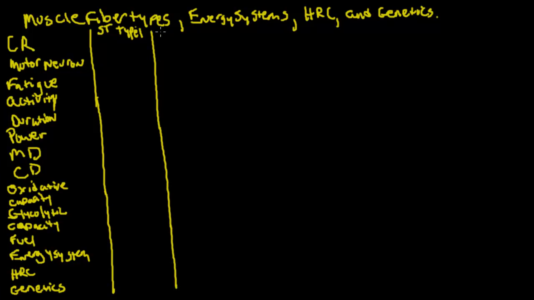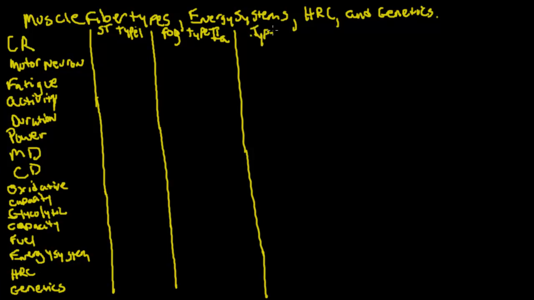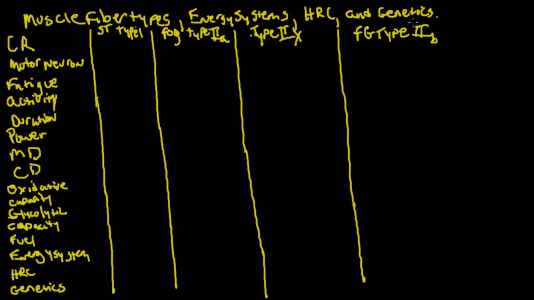Straight lines are really hard to draw with this. And then we're going to talk about fast twitch oxidative glycolytic, FOG, type 2A. We're going to talk about an intermediate fiber, so type 2X. And then over here we're going to talk about fast twitch glycolytic, which is type 2B. When I went to school they didn't talk about type 2X too much, but you start to see it more nowadays in the literature, so I'm going to talk about it.